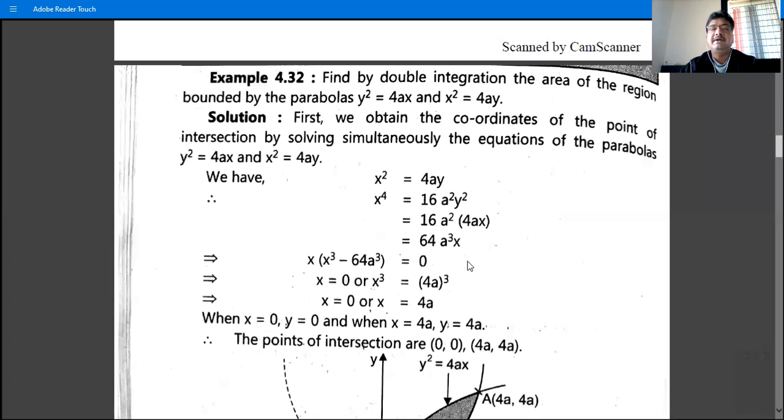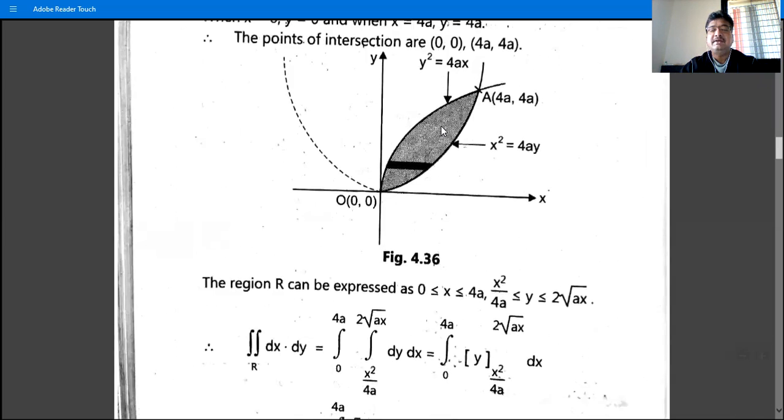Next problem is find by double integration the area of the region bounded by the parabolas y square is equal to 4ax and x square is equal to 4ay. Okay, so these are two parabolas and we have to find the area. So area is double integration dx dy. This is the formula to find the area bounded by two curves.